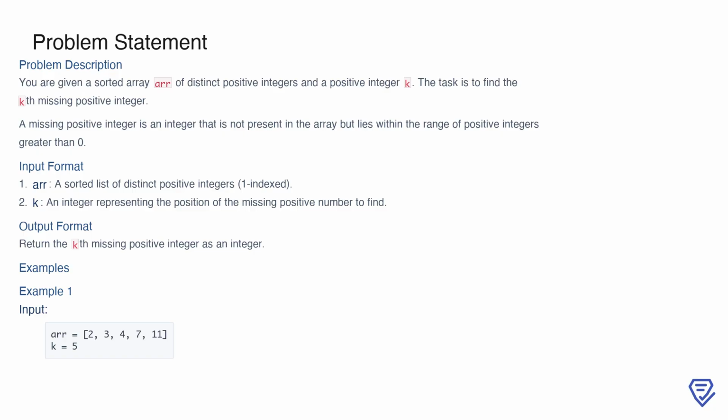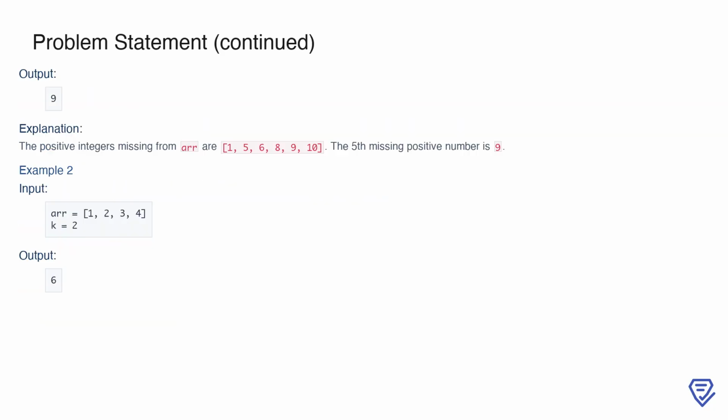For the input format, you'll receive the sorted array arr and the integer k, and the output will simply be the Kth missing positive integer. Let's look at an example to make this clearer. If arr is 2, 3, 4, 7, 11, and k is 5, we'll find the fifth missing number in the sequence. The output for this example is 9.